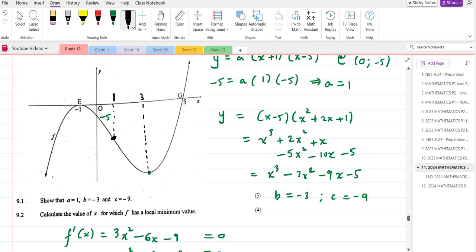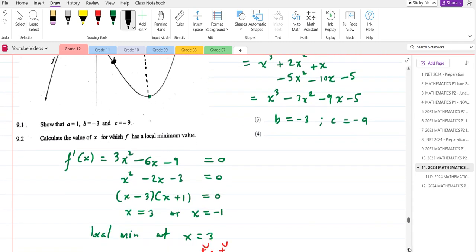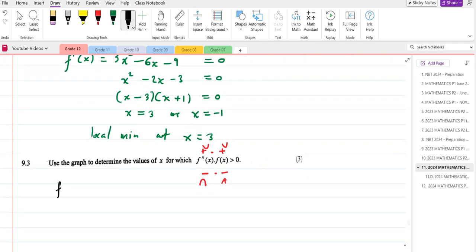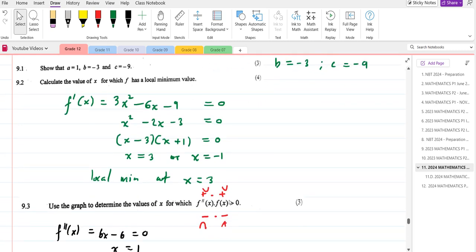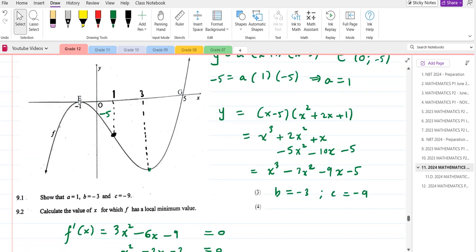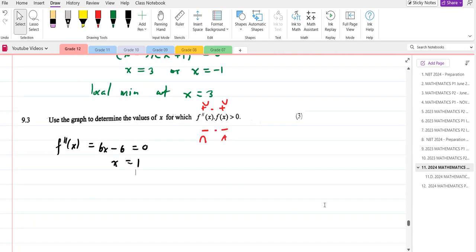So let's find f double prime x equal to 0. So what's f double prime x? 6x minus 6 equals 0, x equals 1. Right, so we know where it is concave, from here to there. But remember, it says greater than 0, so it's from minus 1 to 1 and less than minus 1. So x is less than minus 1. So I have an answer.